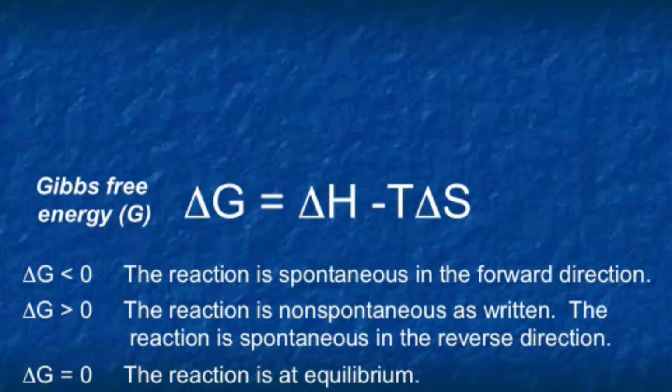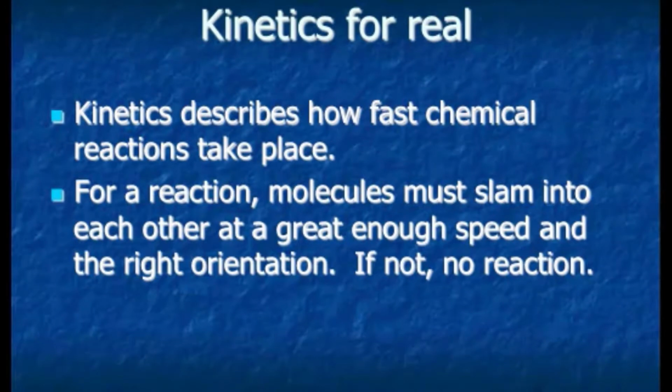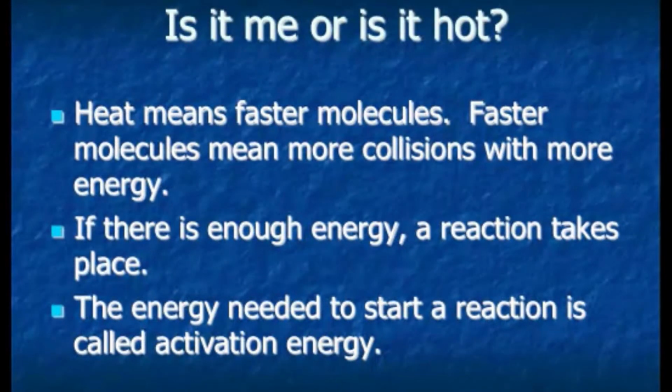I'll probably have you work maybe one of these, but the whole point of this is if you can find delta G, you can determine whether or not a reaction is spontaneous. Delta H is the heat either released if it's exothermic or the heat gained if it's endothermic. T is temperature, and delta S, of course, is entropy. Kinetics, you want to talk about how fast a chemical reaction happens and how you can make it faster. So y'all can look these things over.